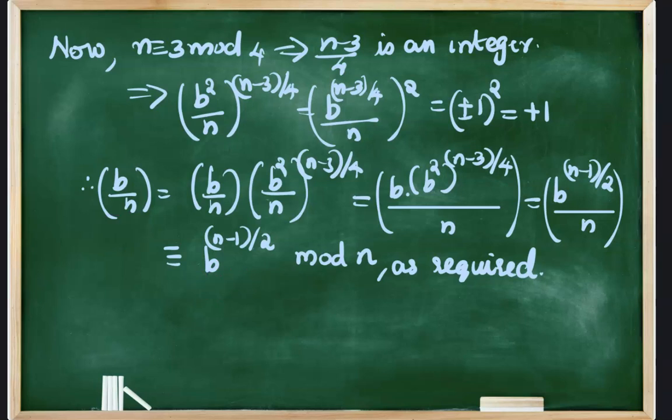So we can conclude that n is an Euler pseudoprime to the base b. This completes our proof.